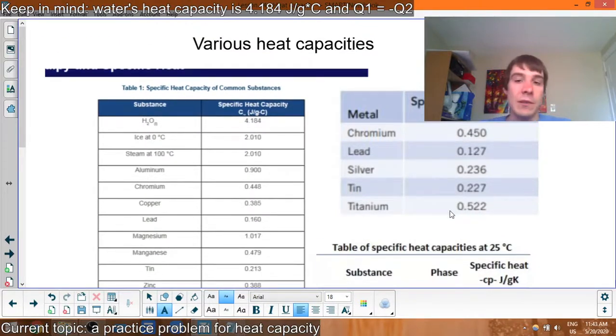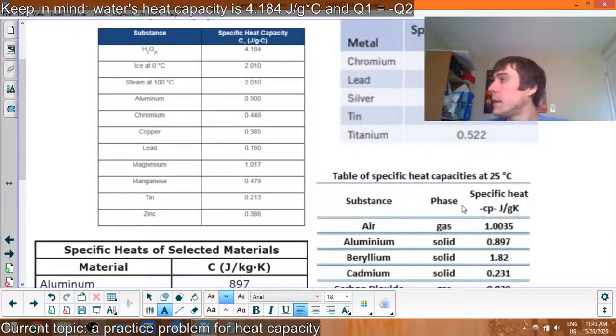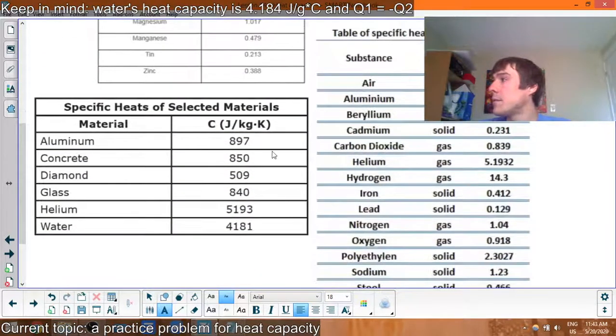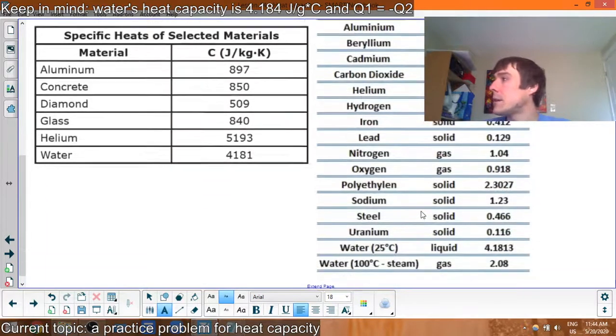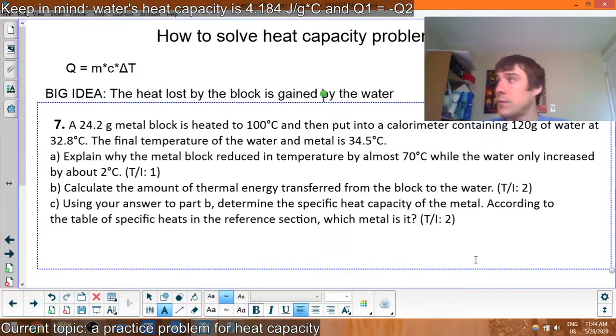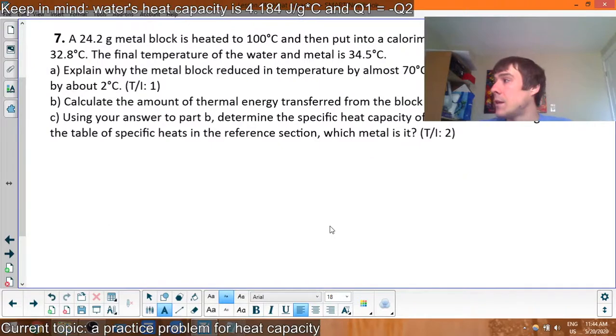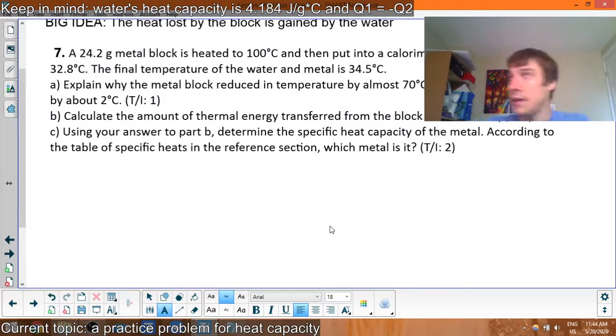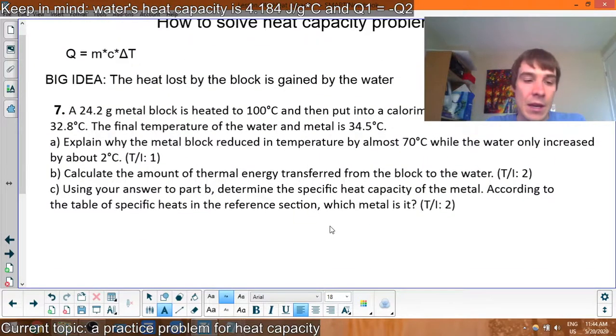Titanium's a good fit, 0.52, could be titanium. Nothing else really comes close to 0.54. Maybe diamond, but not really a metal. I think it would be obvious if it was diamond. So yeah, we could probably say it's titanium, 0.52, and this is 0.54. So that's a basic heat capacity problem. We're going to go to one that involves a little bit of chemistry next.